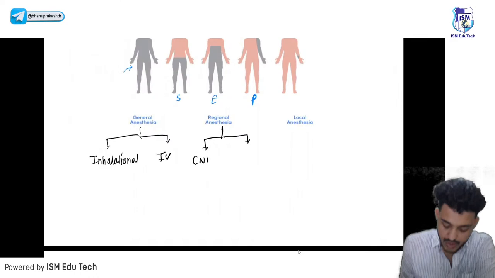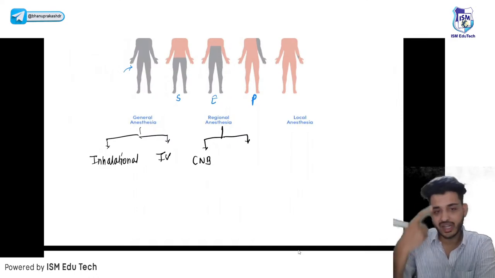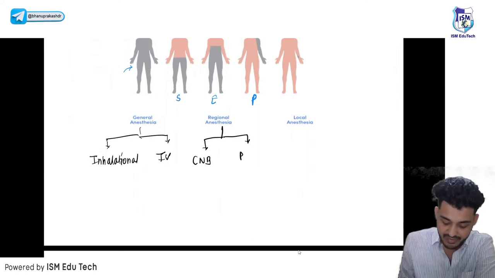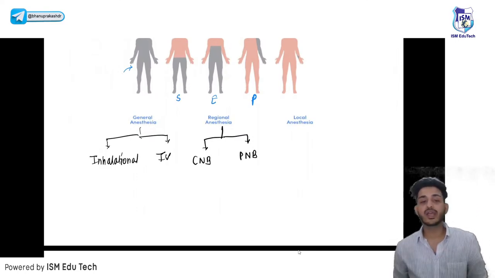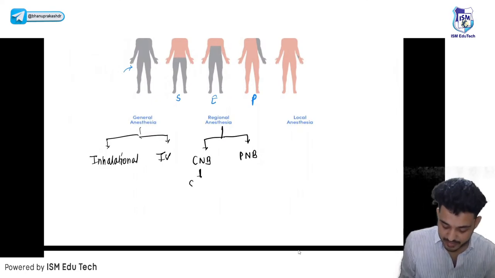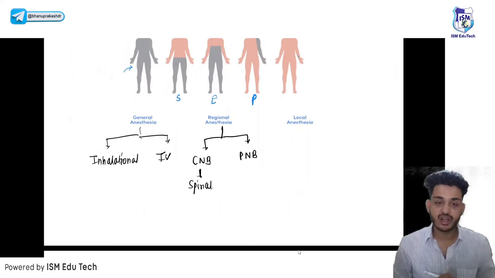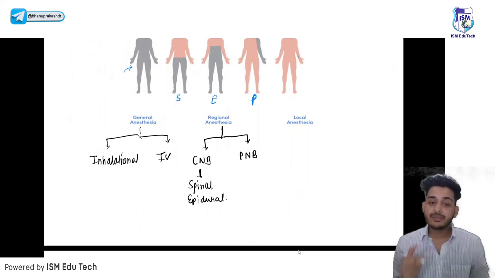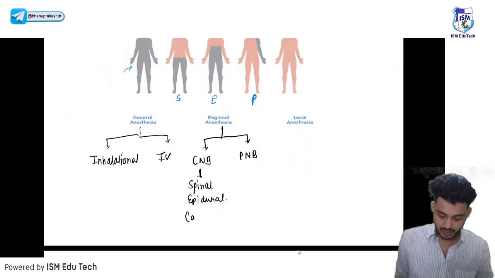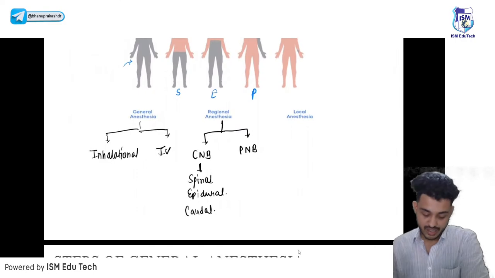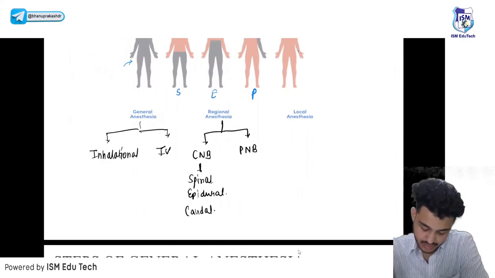I can give two types. Central neuraxial blockade, whatever is in the center. Second one is your peripheral neuraxial. Central neuraxial blockade, there will be spinal. Spine is in the center. Spinal anesthesia. There will be epidural anesthesia. There will be caudal anesthesia. We are having three things: spinal, epidural, and caudal anesthesia.